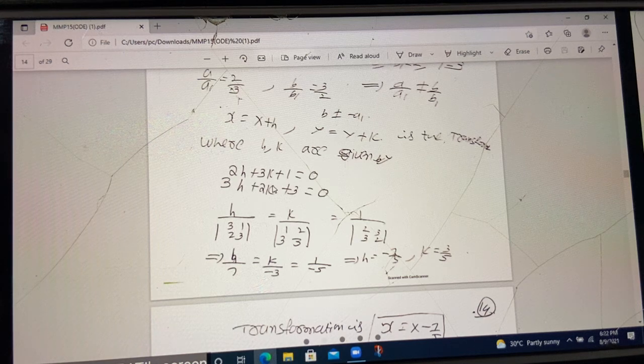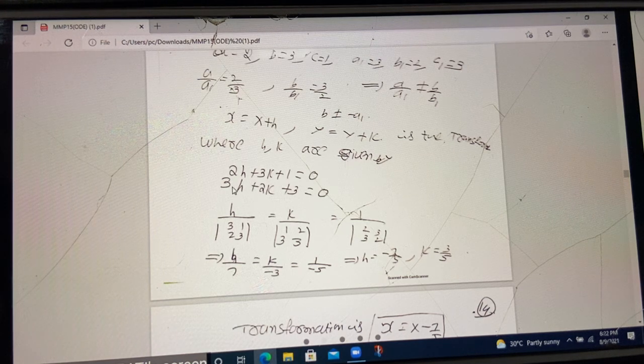You can apply your 8th class method also. Multiply this by minus 3, this by 2, and add, then you will get the k value. After getting k, substitute that. Somehow get h and k. I am applying the rule of cross multiplication. What is the rule of cross multiplication? In different intermediate colleges they might have taught you in different ways, but I follow how my teacher taught us.